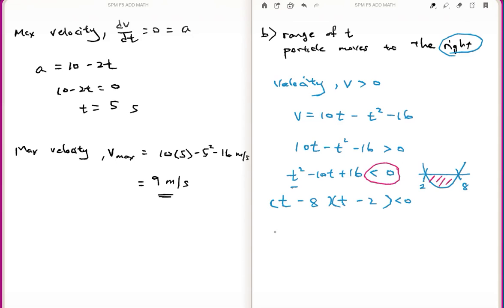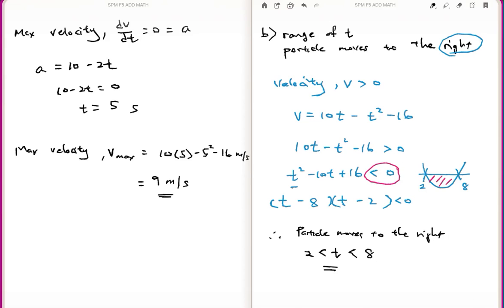So therefore, the answer, the range when the particle moves to the right, is when the time is from 2 to 8. Solve this question. Okay.